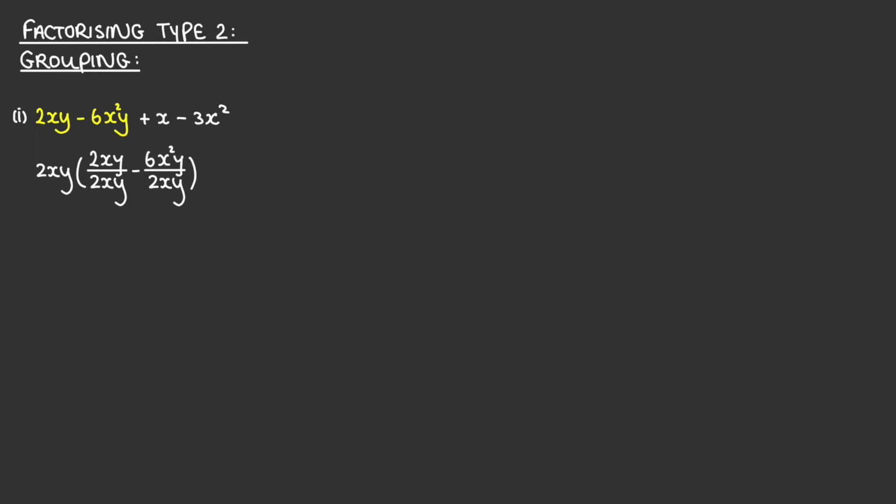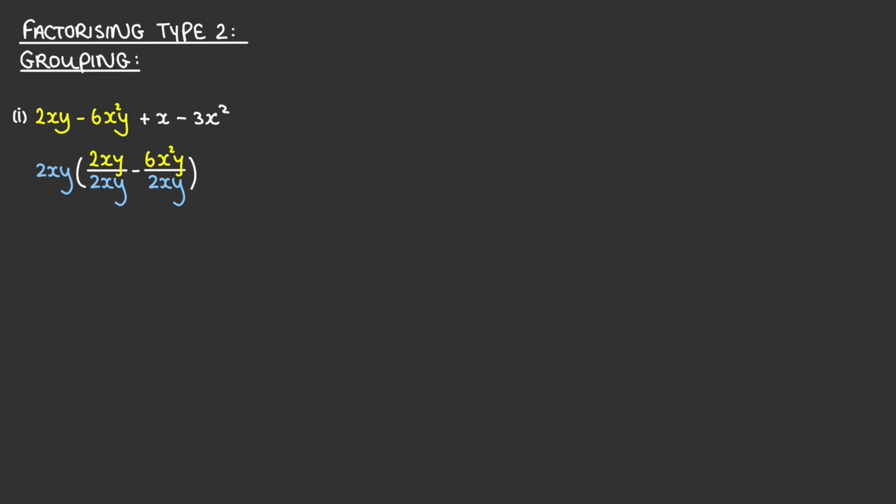So we look at the first half of the expression, 2xy minus 6x squared y, and we can see that the highest common factor of both terms is 2xy. So by taking 2xy outside of the brackets, we divide each term in the expression, 2xy minus 6x squared y, by 2xy. If this technique of factorization confuses you, you could go back to the previous section where I explained how to factorize by taking out common terms.